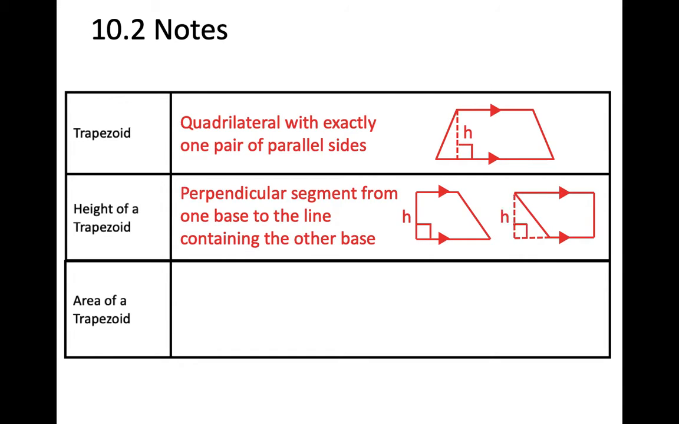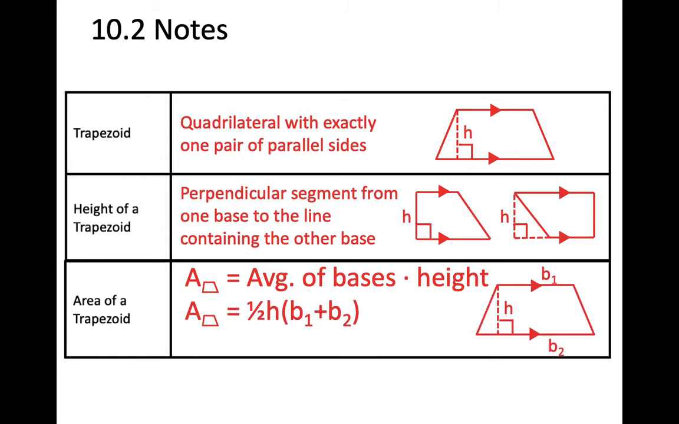Okay. To find the area of the trapezoid, as we said, it's the average of the bases times the height. To find the average of two numbers, you add them together and divide by 2. So it would be 1/2 times my bases together and times my height. So my formula is 1/2 height times the sum of my bases, base 1 plus base 2.